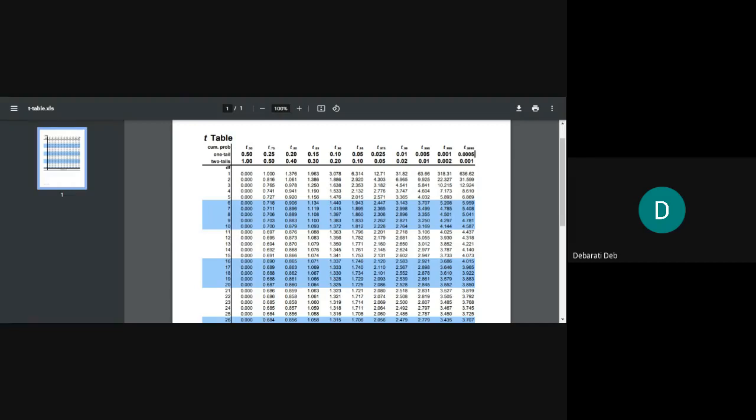Simply you will have to check 0.05. Do not make a mistake in seeing this, okay? At 5% level of significance means 0.05 one tail, and two tail is 0.025. It doesn't matter because the value will be the same.